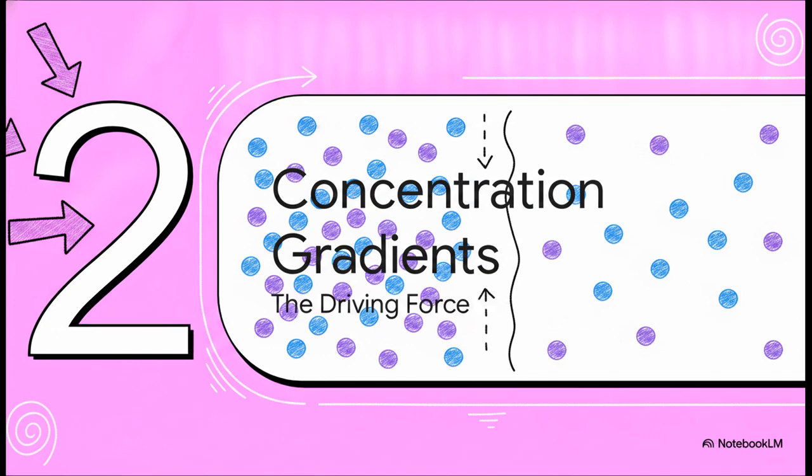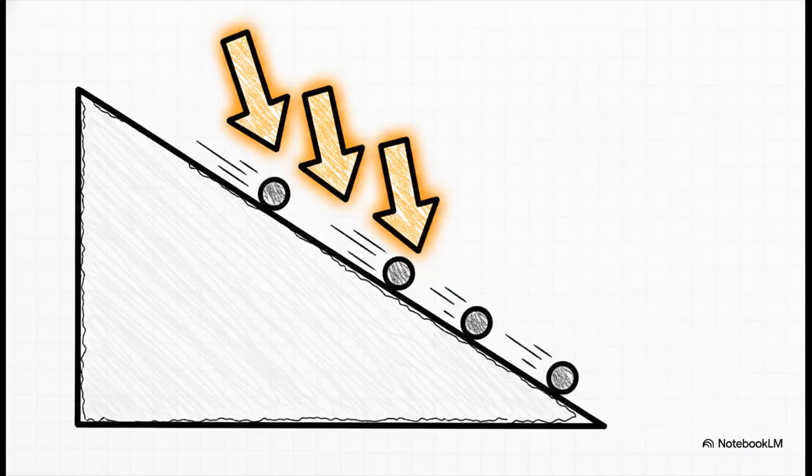Moving right along to section 2. Driving force, concentration gradients. So think of the concentration gradient like a physical slope that particles just naturally want to roll down. And the rule of thumb? The steeper the slope, the faster the diffusion. As that slope gets steeper on screen, which represents a much more extreme difference in concentration, notice how those directional arrows actually thicken and get brighter. A steeper gradient physically cranks up the speed of diffusion. If that slope is completely flat, you've got zero net movement.